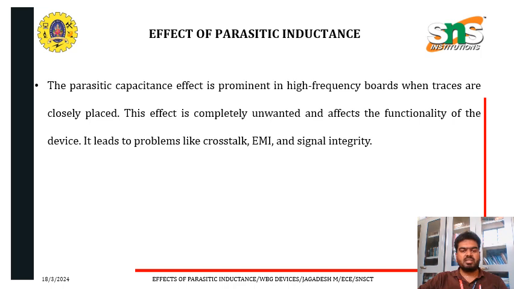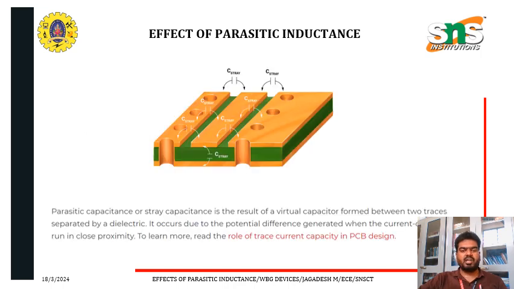Parasitic capacitance effect is prominent in high frequency boards when traces are closely placed. This effect is completely unwanted and affects the functionality of the device. It leads to problems like crosstalk, EMI, and signal integrity issues. The effect of parasitic capacitance is shown in this figure. Parasitic capacitance, or stray capacitance, is the result of a virtual capacitor formed between two traces separated by a dielectric.